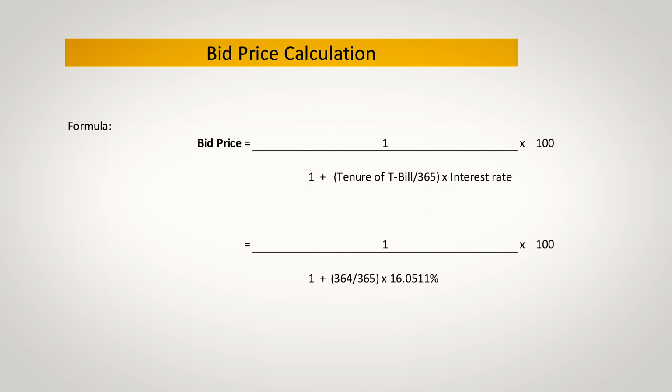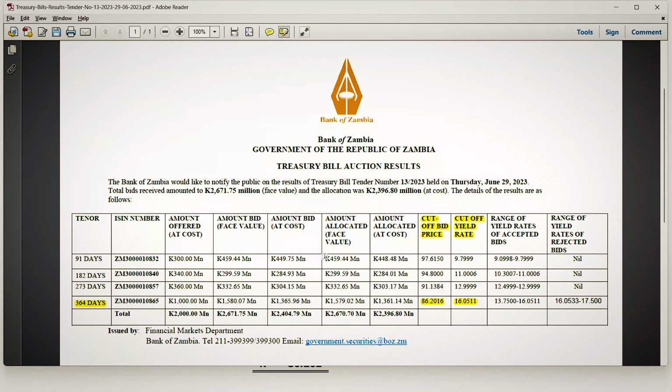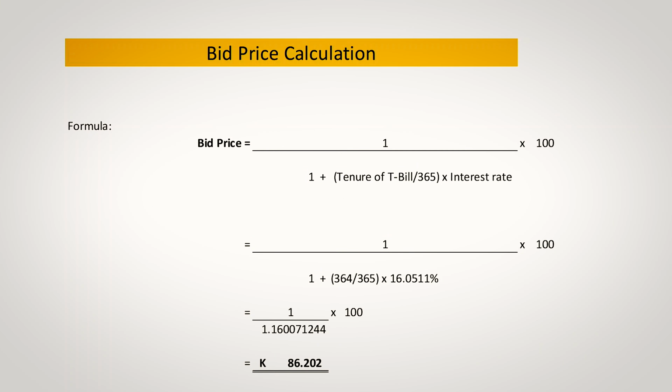So in our situation, we have 1 divided by 1 plus the tenure of the treasury bill in question, 364 days divided by 365 days, times the interest rate or the cutoff rate shown on the Bank of Zambia tender, 16.0511% as shown on the Bank of Zambia tender auction results. And the result of that and the final calculation gets down to 86 kwacha 202 ngwe.